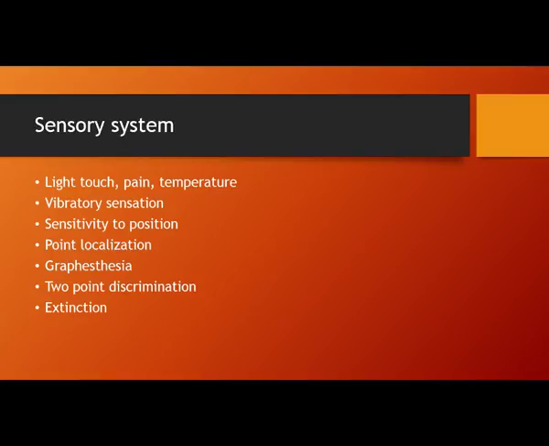Then point localization would be if they're able to tell you where you're touching with a sharp point, like the sharp end of a paper clip, for example. Then graphesthesia: you ask them to close their eyes, and then write a letter or number and ask if they can tell you what letter or number you wrote. Stereognosis is closely related to that. You give them a familiar object with their eyes closed and ask them to identify that object by the sensation.